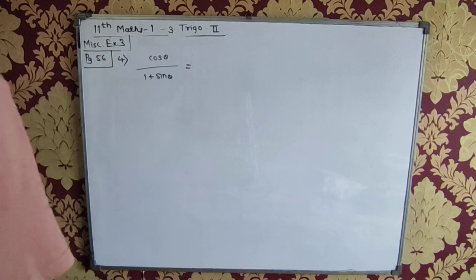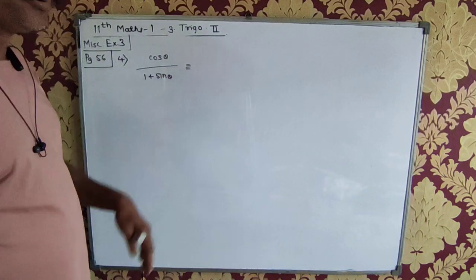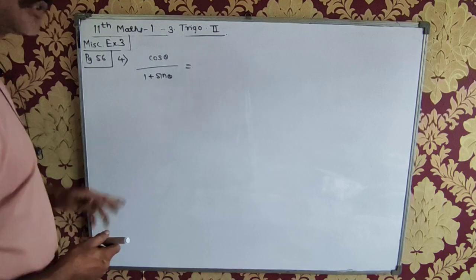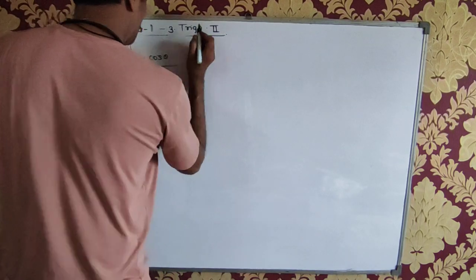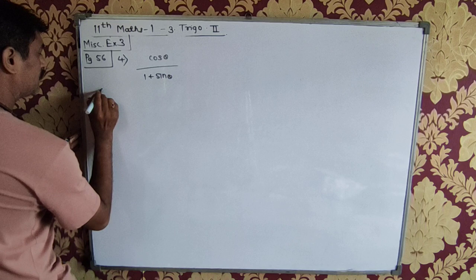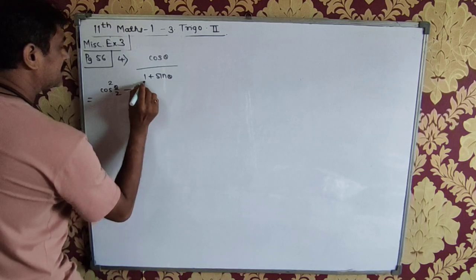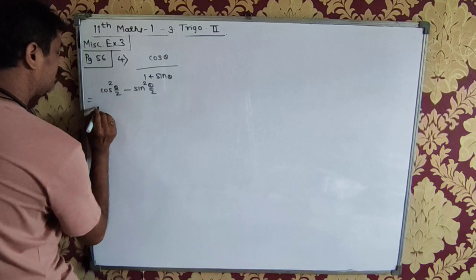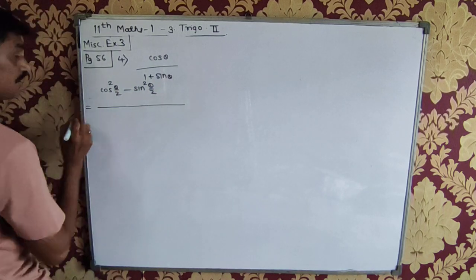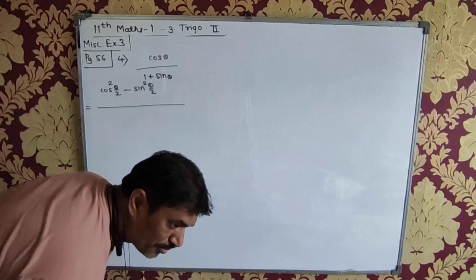If I see, all the options are in terms of theta. So I have to switch to the half angle formula. So cos theta is equal to cos square of theta by 2 minus sine square of theta by 2, divided by. You got it? This is what you have to do while looking at the options.